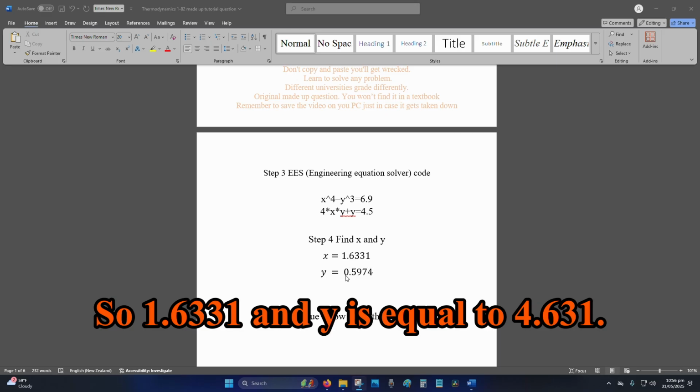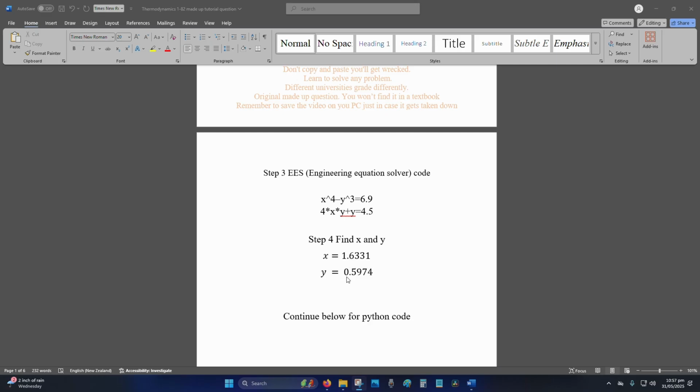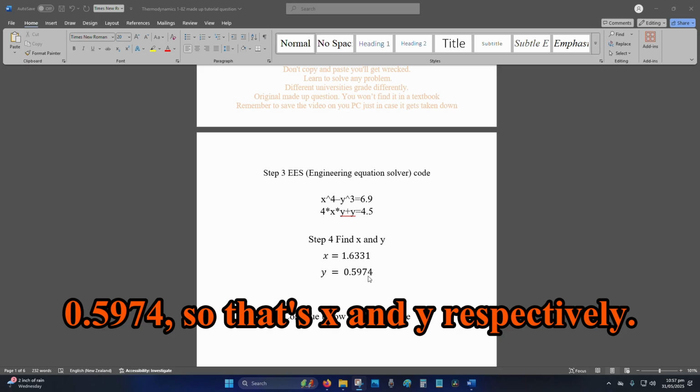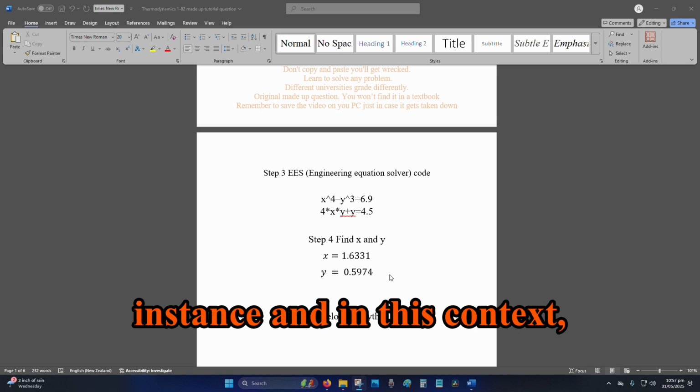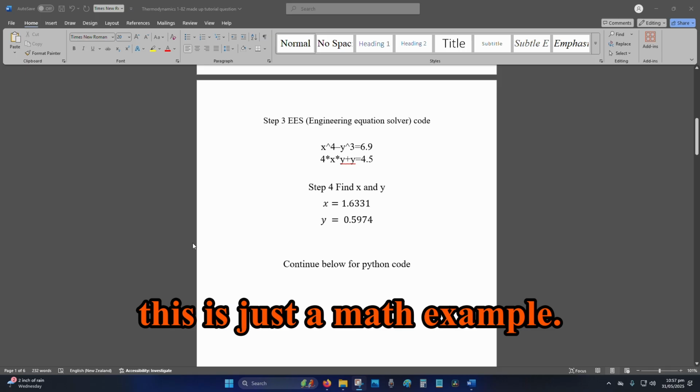So x is 1.6331 and y is equal to 0.5974, so that's x and y respectively. They are unitless in this instance, and in this context, this is just a math example.